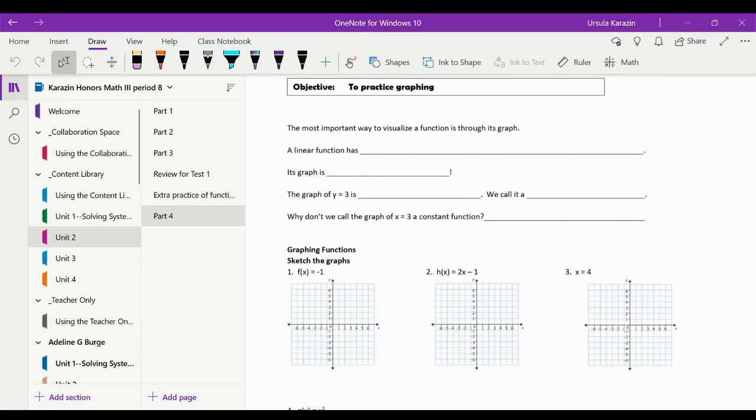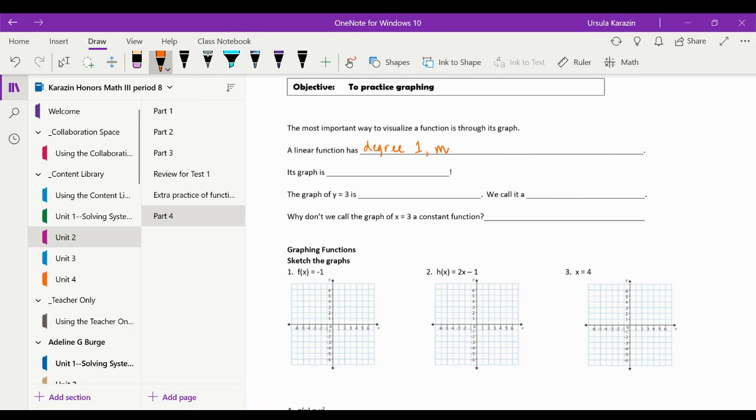All right, so first thing we're going to do is take a couple minutes to practice graphing, just to make sure you remember how, because most of what we're going to spend our time on for the rest of this unit is graphing. And if you're going to visualize a function, the best way to do it is through its graph. A linear function has degree 1, okay?